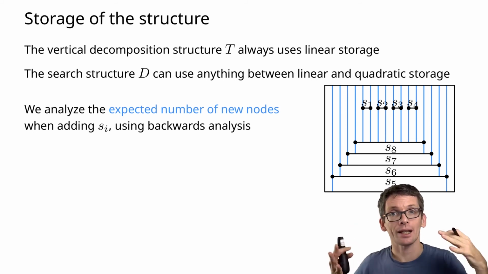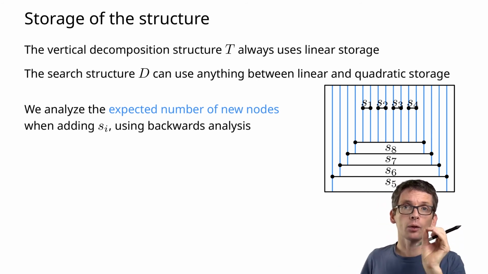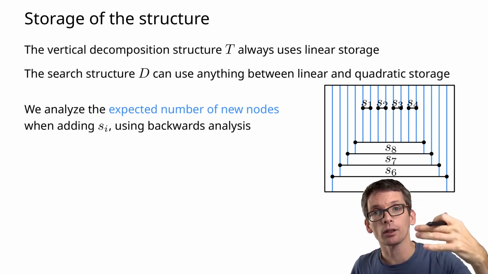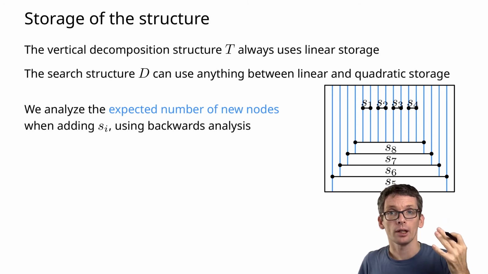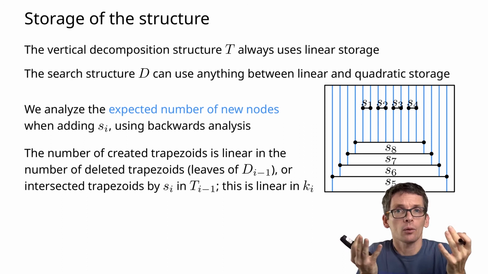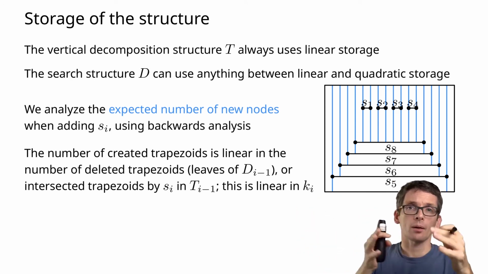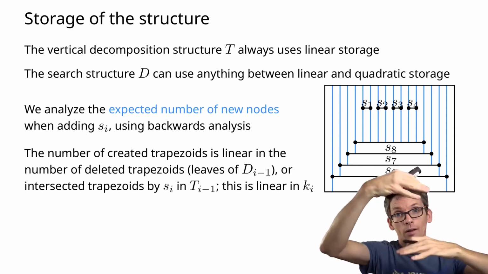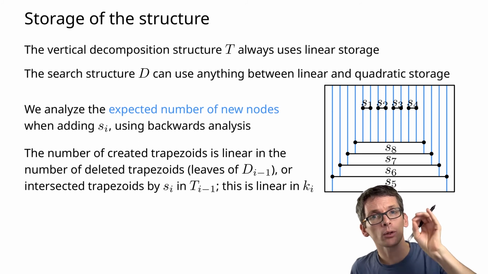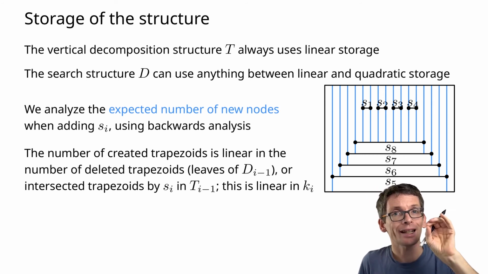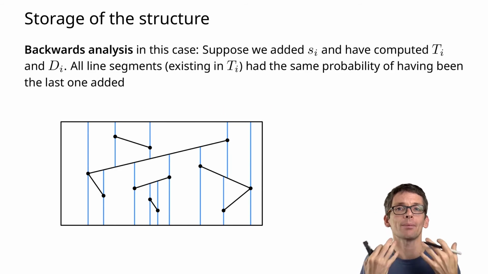And we're going to use a very nice analysis for this, which is called a backwards analysis. But instead of looking at the nodes of the search structure that are inserted, we're analyzing it in terms of the new trapezoids. The reason that is a valid way of analyzing this is that the number of trapezoids that I'm removing, the number of trapezoids that I'm inserting, and in between the number of new nodes, all of that stands in a linear relationship to each other. So it's enough to analyze the expected number of newly created trapezoids, and we're going to use a backwards analysis for that.